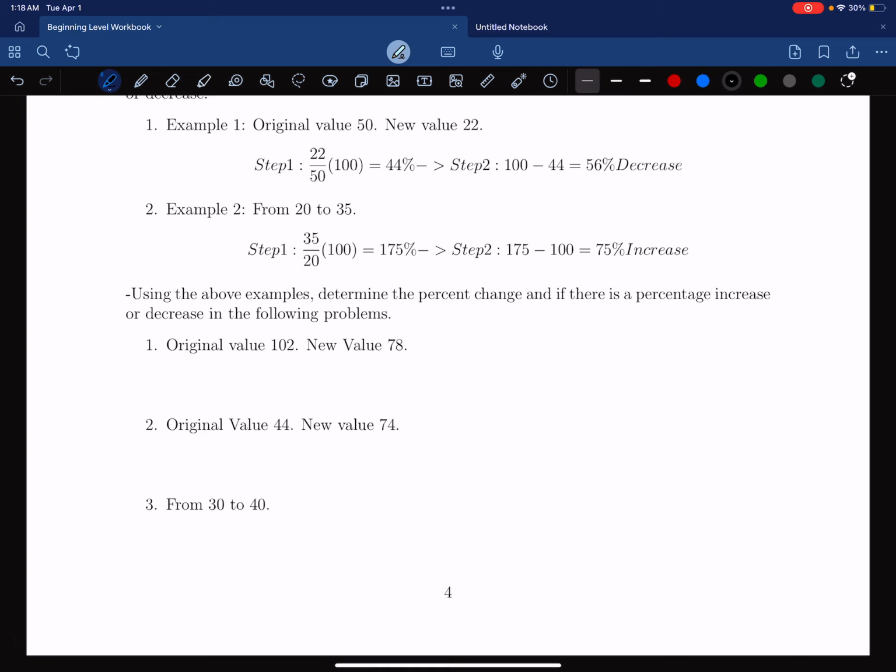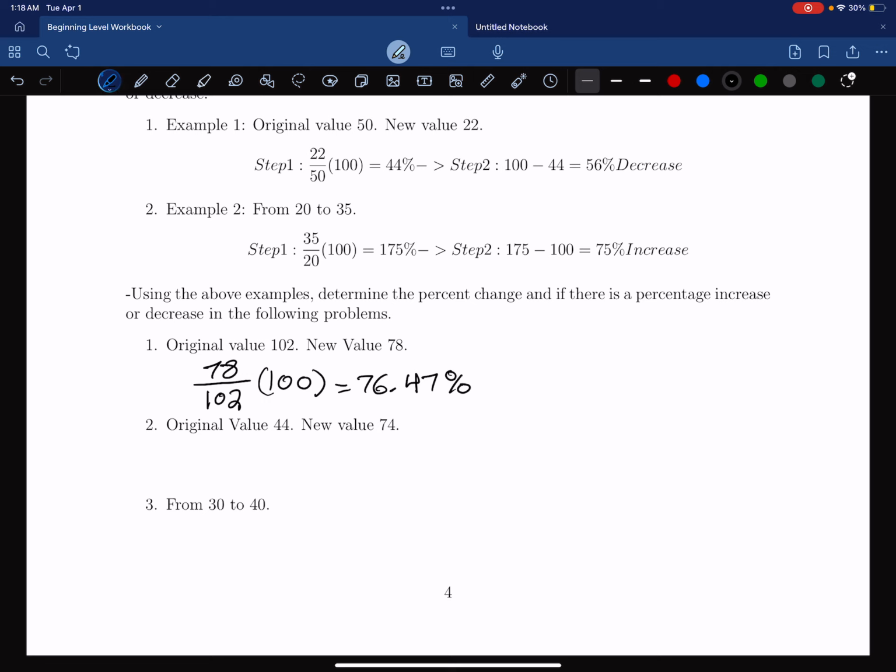We're going to do the same exact steps as we did here. We're given an original value of 102 and a new value of 78. I encourage you to pause the video and try this on your own. And assuming you have worked through it, let's work through it together. We have an original value of 102, so we put that in the denominator. We have a new value of 78, so we put that in the numerator. Now we multiply that by 100, and that gets us 76.47%.